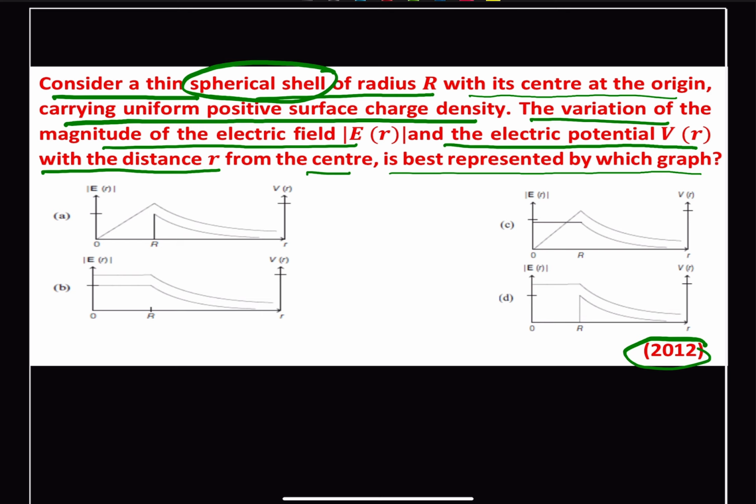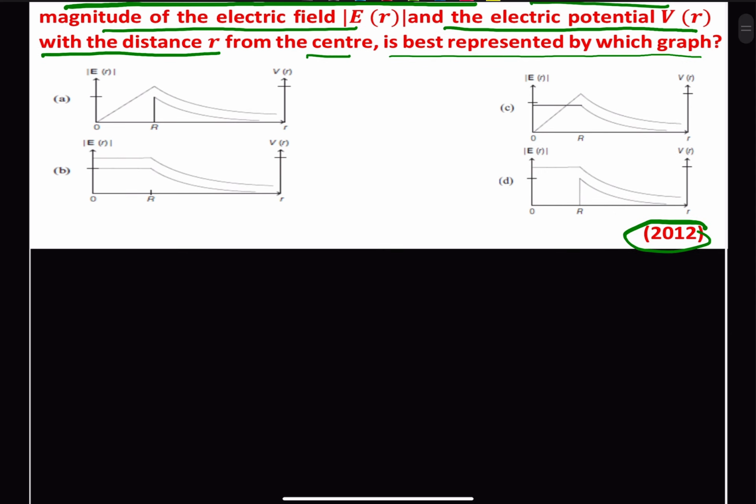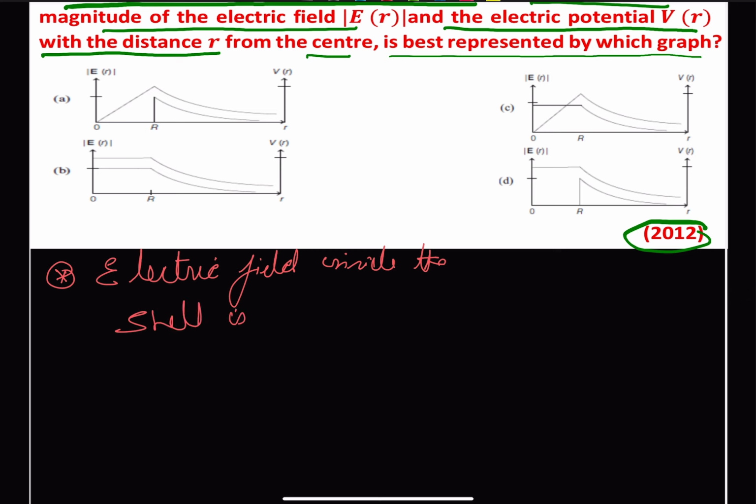So we know that the electric field inside the shell is 0, or from here we can say that our E of r will be equal to 0 under the condition that our small r is less than or equal to capital R. So therefore we can just find out for electric field, and from here we can clearly see that option B cannot be the correct option, neither can option C be the correct one.